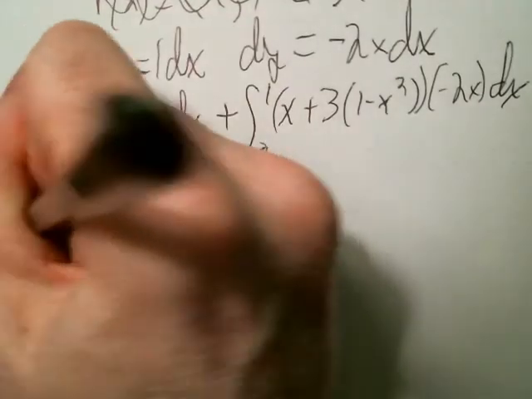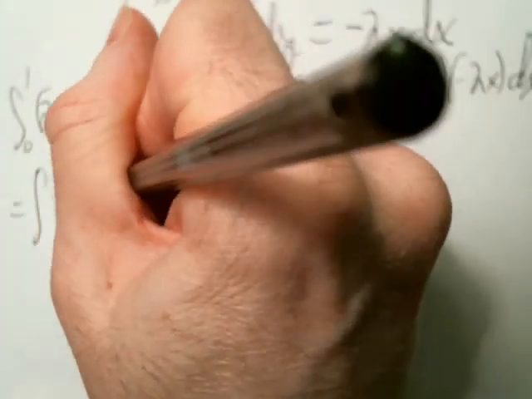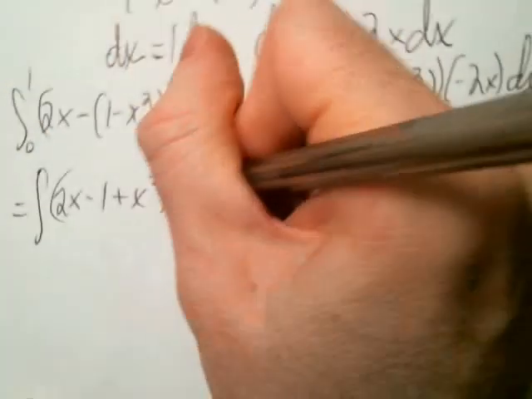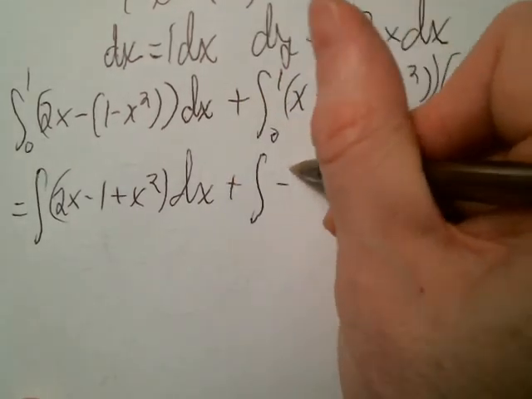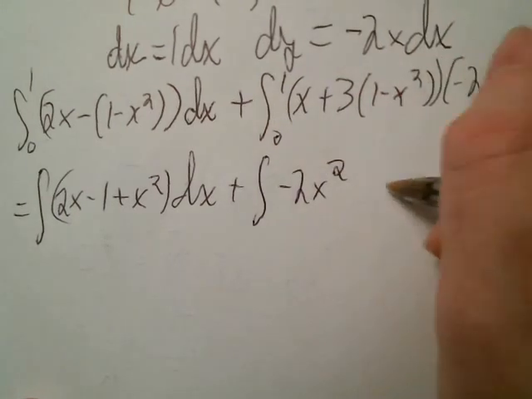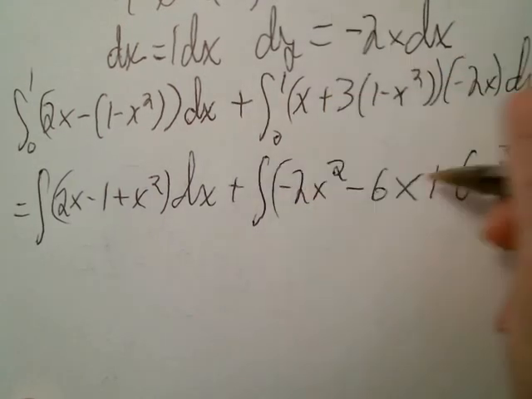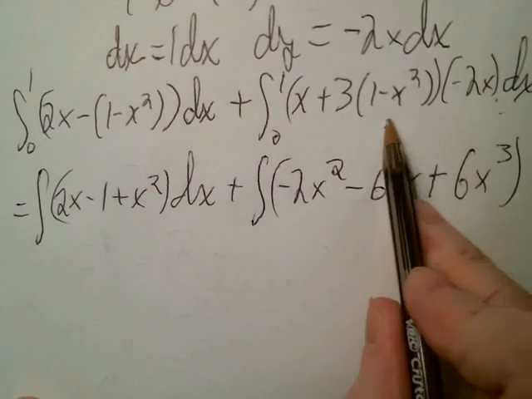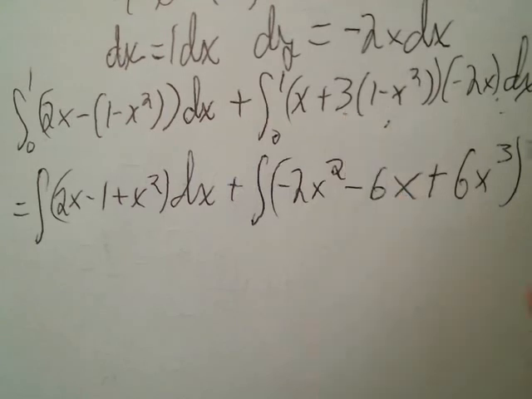And so what do we have? Let's simplify a little bit. The integral of 2x minus 1 plus x squared dx, plus the integral of negative 2x squared minus 6x plus 6x cubed. So negative 2x times negative x squared is 2x cubed times 3 is 6x cubed.